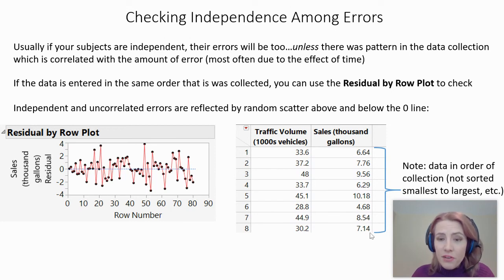All right. If your data table had been sorted, smallest to largest, or you moved around the order of the points, maybe on your real estate project, you move things around to color code them or whatever, you wouldn't be able to use this method to check. So hopefully you keep your original data table format somewhere so that you can use this residual by row plot.